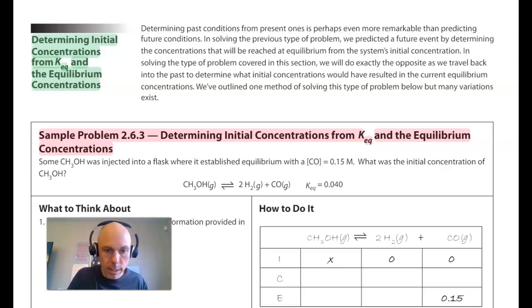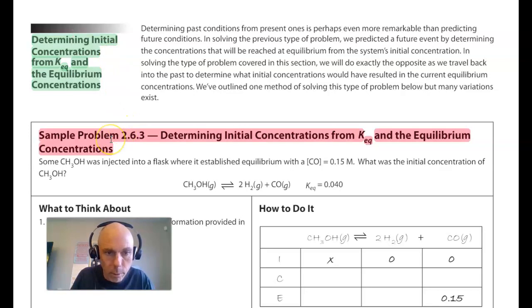All right, I flipped the page. I'm on 169 of the textbook, 177 of the ebook, looking at the section in green titled Determining Initial Concentrations from Keq and Equilibrium Concentrations. This is the third and final type of problem we will learn how to solve. Again, I'll do the sample problem with you and then give you a practice problem to try on your own.